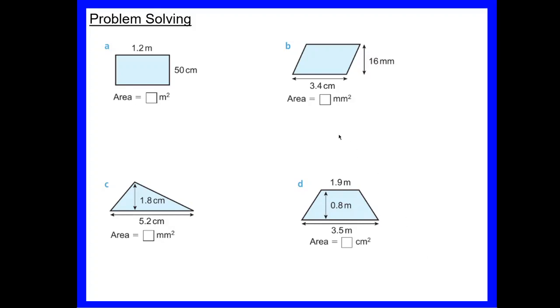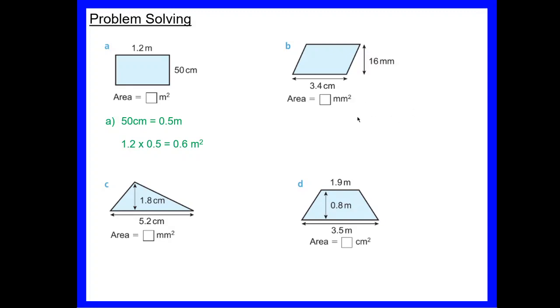Okay, so let's have a look at this first one then. We're asked for our units of the answer in meters squared, so I'm going to do my conversions first. This one's already in meters. I need to change the 50 centimeters to meters. So that's 0.5 meters, I've divided it by 100. And then I can find the area of a rectangle, which is the length times the width. So 1.2 times 0.5 is 0.6 meters squared.